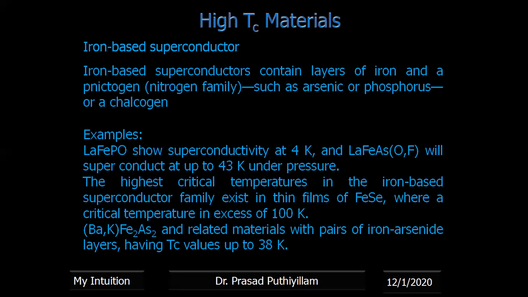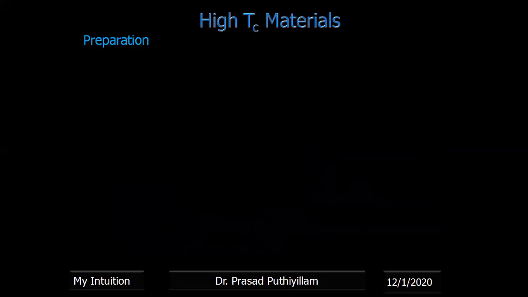The highest critical temperature superconductor among the iron-based superconductors is FeSe, thin films of FeSe. Its critical temperature is above 100 Kelvin. The barium or potassium iron arsenides are later materials with pairs of iron arsenide layers. They have a Tc value of up to 38 Kelvin.